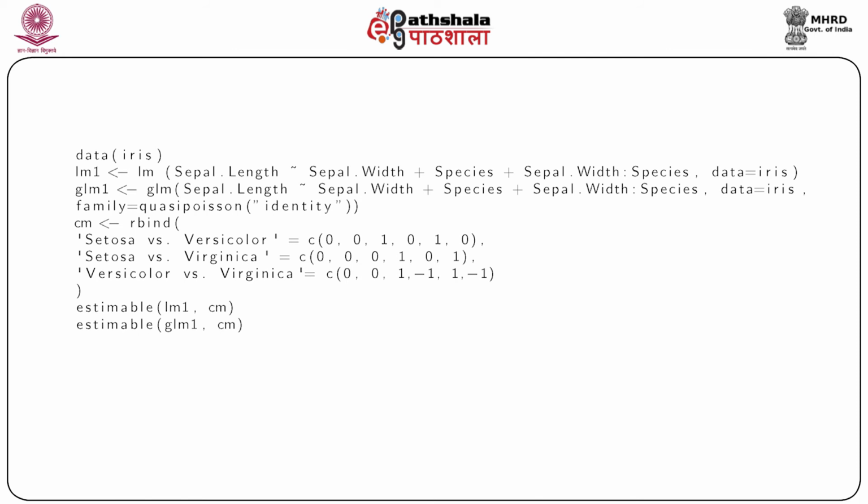And at the end, when we write estimable(lm1, Cm) and estimable(lm2, Cm), using these contrasts that we have defined in Cm, for all the fitted models above using lm and glm, using the estimable function, R will compute as well as test these contrasts.